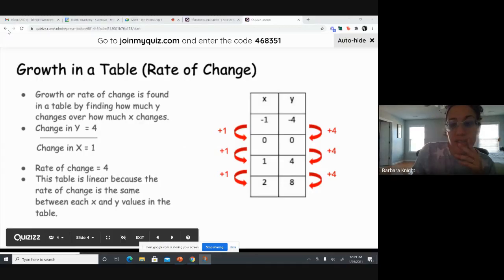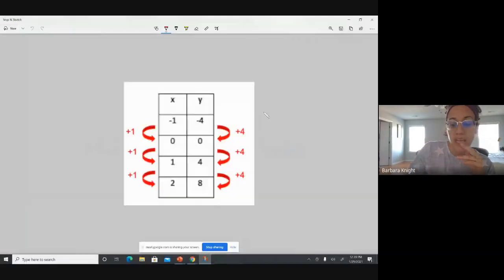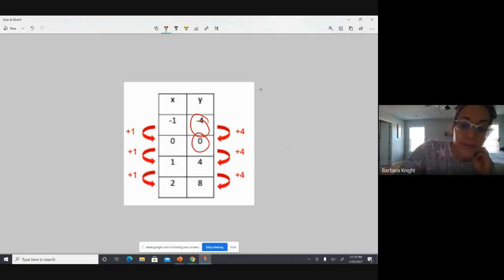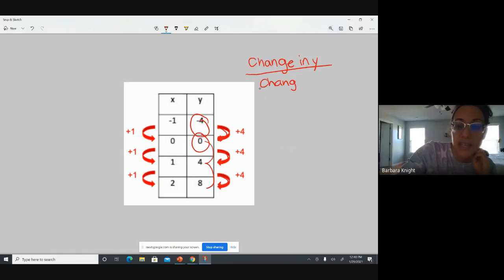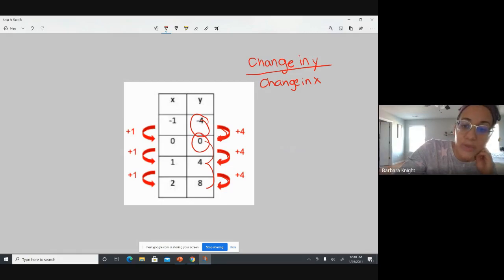All right, so if we're looking at this table here, in order to get from -4 to 0, we have to add 4. To get from 0 to 4, we add 4. And to get from 4 to 8, we add 4. So each of these steps has a change of 4. So again, in order to find the rate of change, we have to look at change in Y over change in X. And lastly, when we're looking at the change, we're just looking at one step.